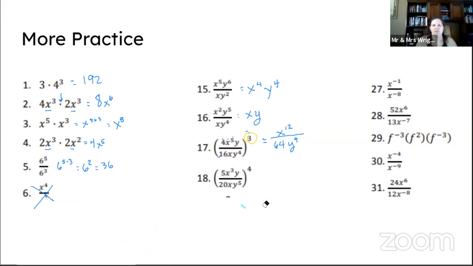Now that one was a lot more complicated than the others we've gone over, but when you break it down into bite-sized pieces, it's very manageable, and I hope you were able to get that one correct. All right, so let's look at number 18 here.